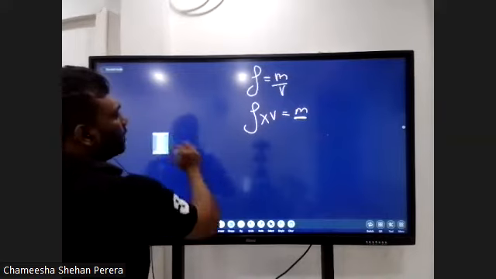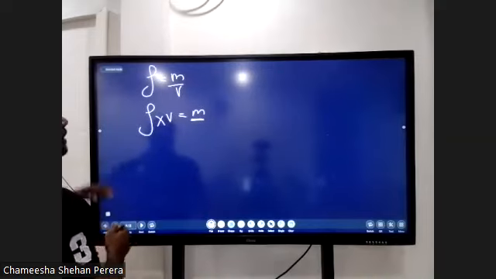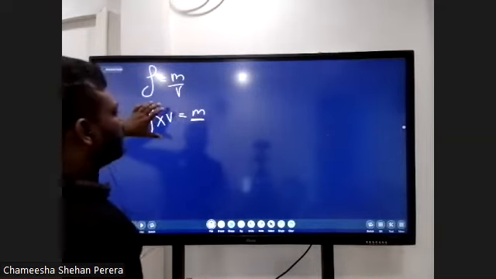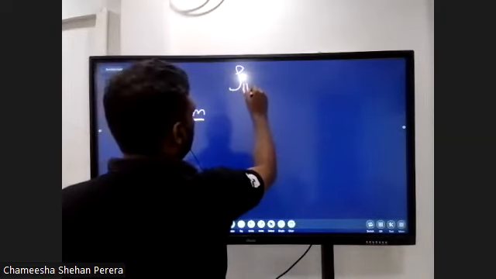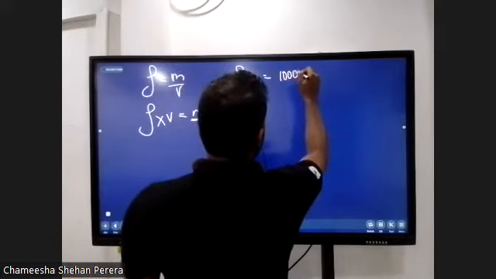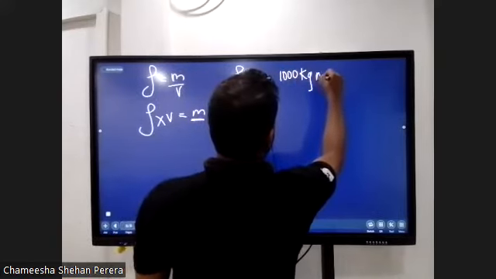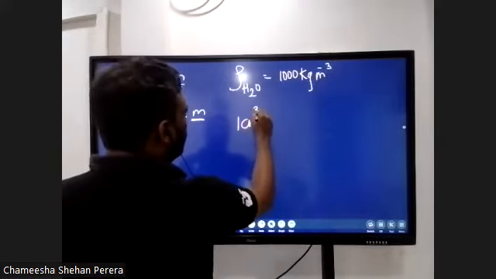Then you can write this equation. This is how we find out the value. Density equals mass over volume, so make mass the subject, then you can find the mass. So what do we consider here? The density of water, which you have to know, is 1000 kilograms per cubic meter. Okay, so then 1 centimeter cube of water, right?